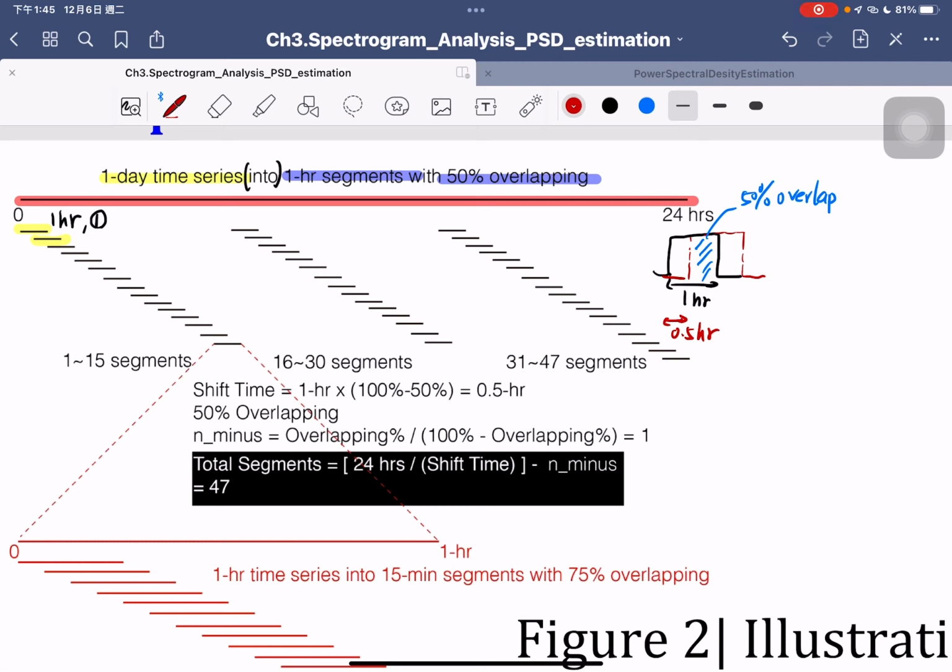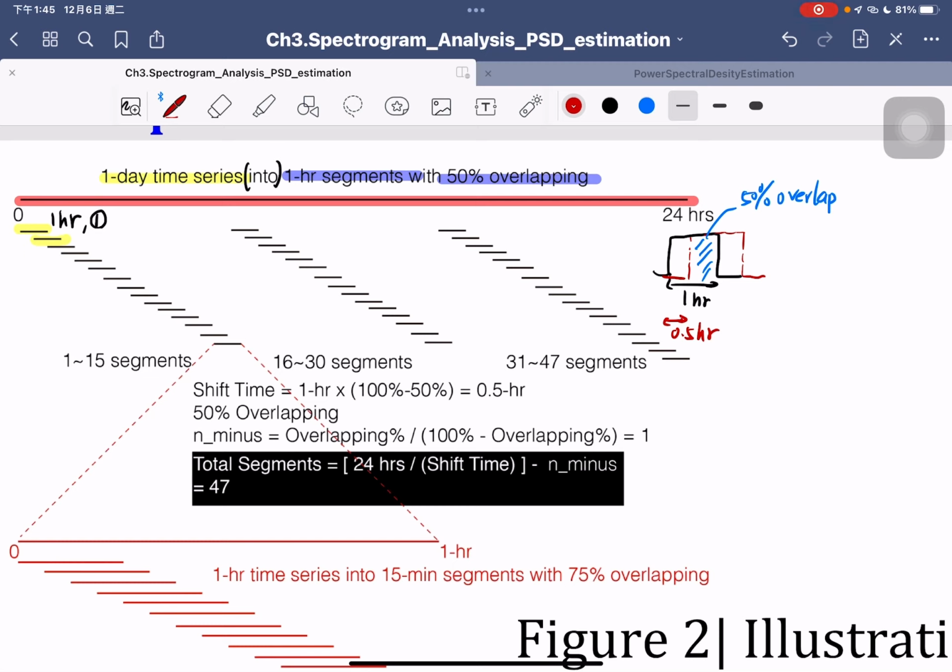So that means this is the first time window, and I move to the second time window. The moving step is only 0.5 hours. So you can compute how many segments you have for 1 day of data. So in total, as the figure shows here, I have many 1 hour segments, and in total I have 47 segments with the 1 hour's length. Okay, so you should keep in mind.